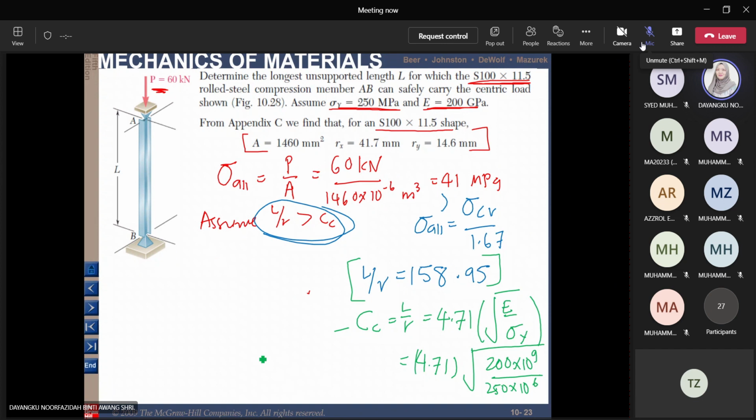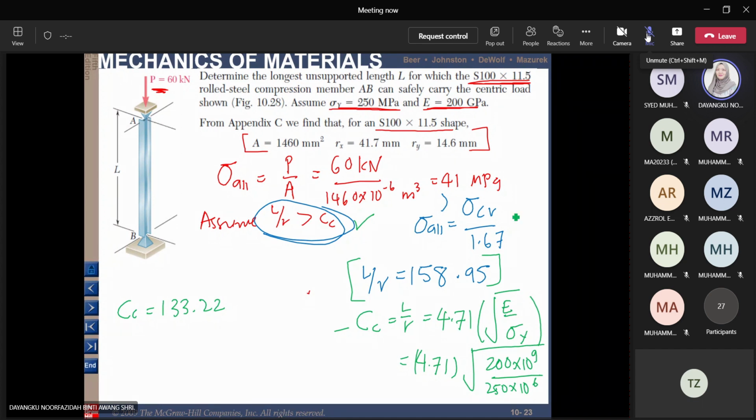Okay, so what will be the value of our CC? 133.22. So does our assumption hold or not? Correct. Right, so our assumption is correct because our L over R is indeed bigger than our CC. So we can continue, and use this value of our L over R.